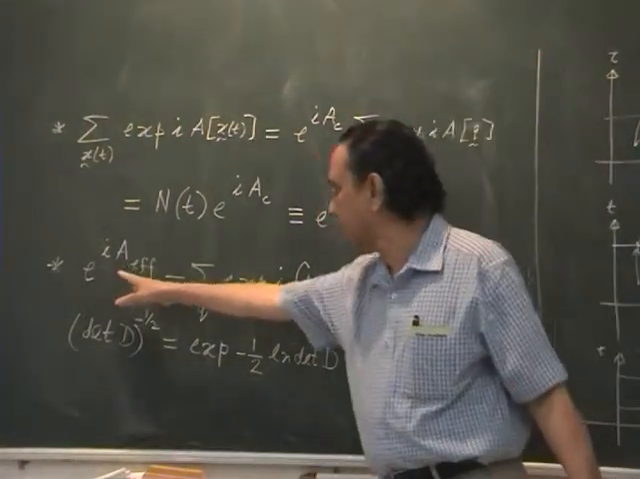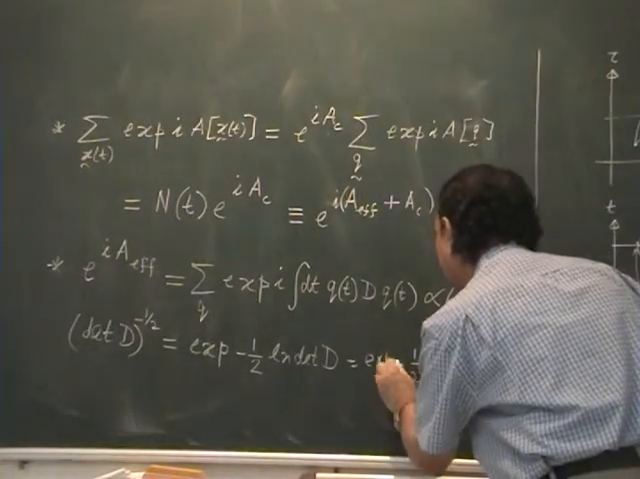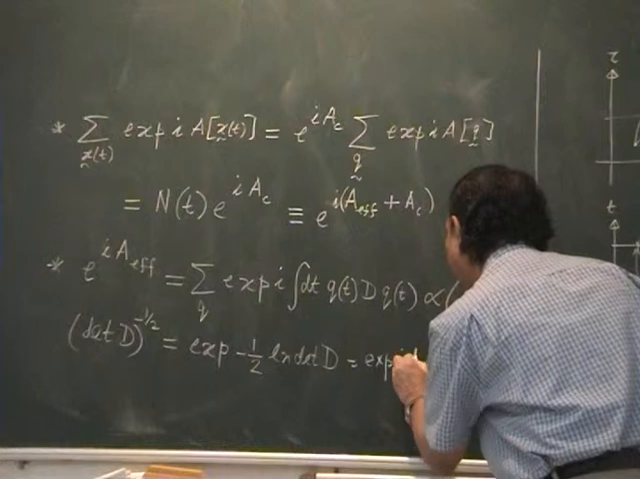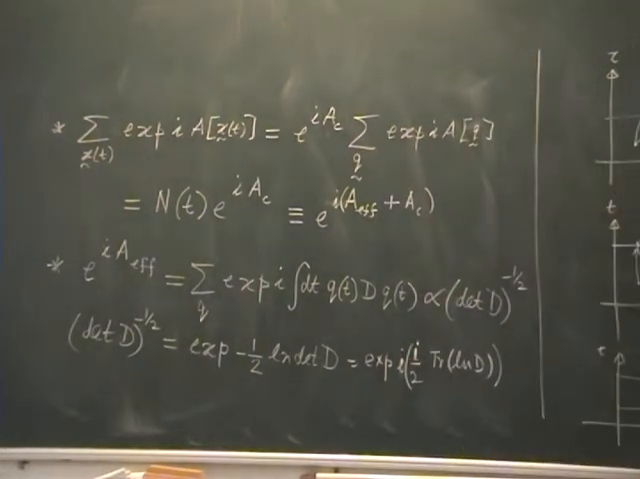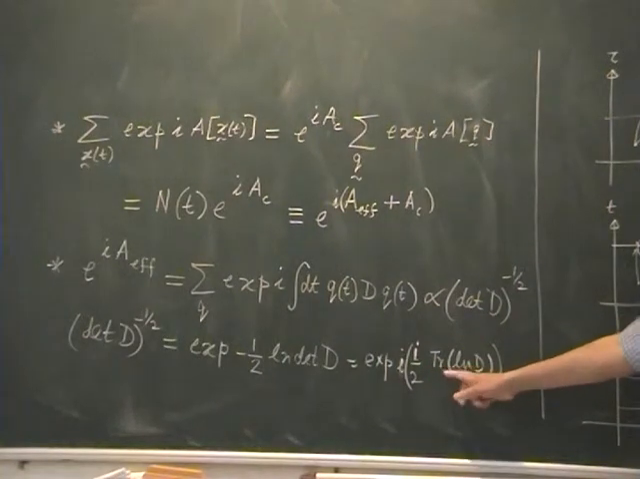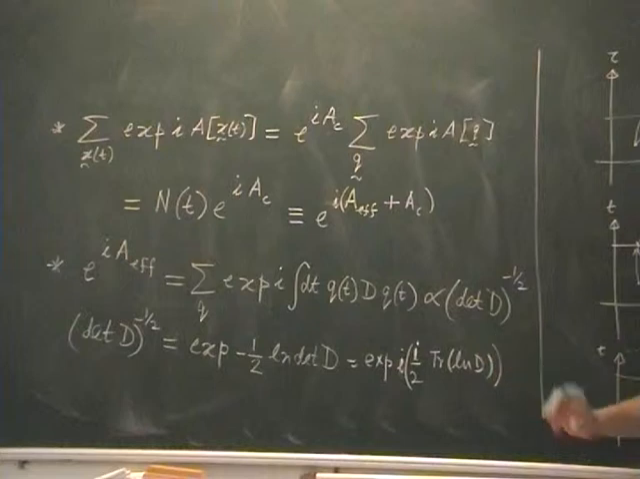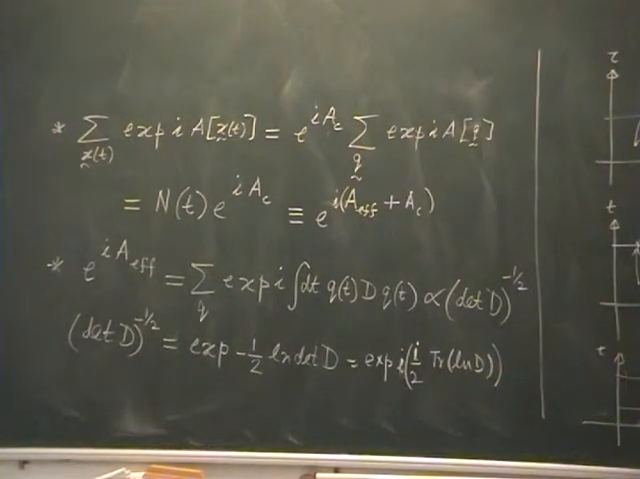So this is your exponential i S effective, right? So if I write an i and an i here, this is what my effective action is going to be. Things like constants, etc., we won't worry about right now, but it has to be i by 2 times trace log D.